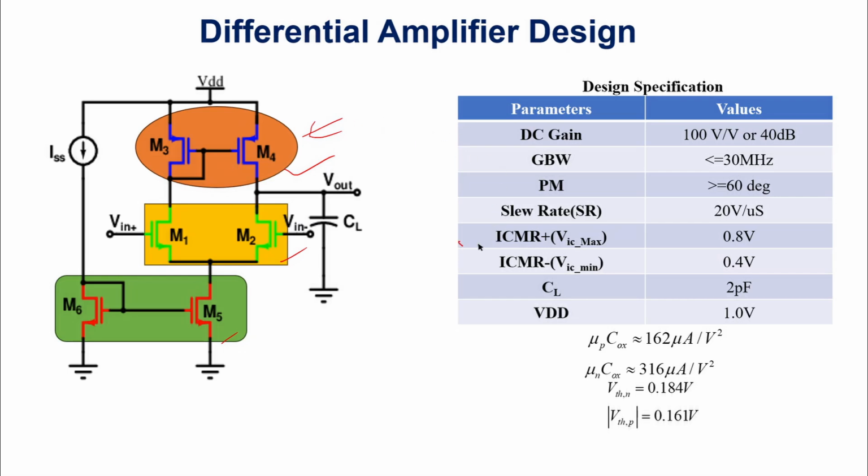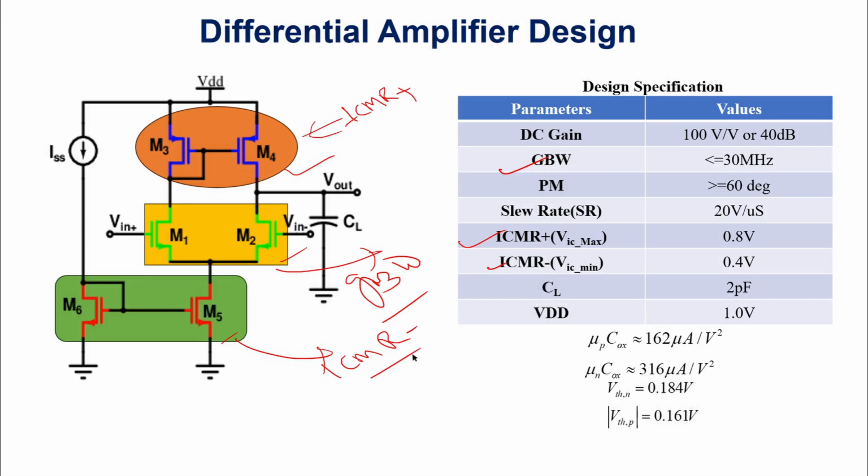Using the ICMR plus specification, we can find the aspect ratio of these two MOSFETs. Using the GBW specification, that is this one, we can find the M1 M2 aspect ratio. Again, using ICMR minus, we can find the aspect ratio of M6 M5, and using the slew rate specification or power specification, we can find the reference current value. So these are the design specifications.